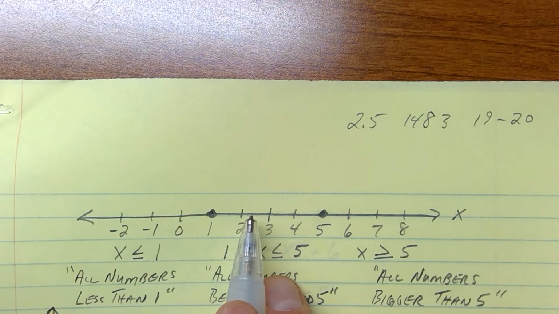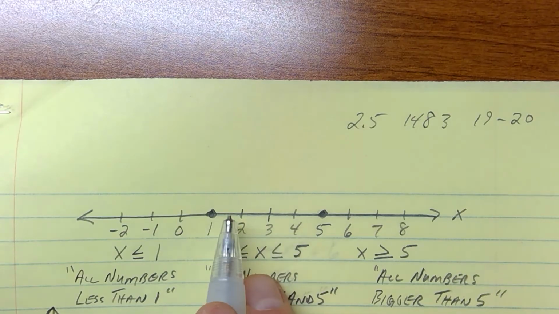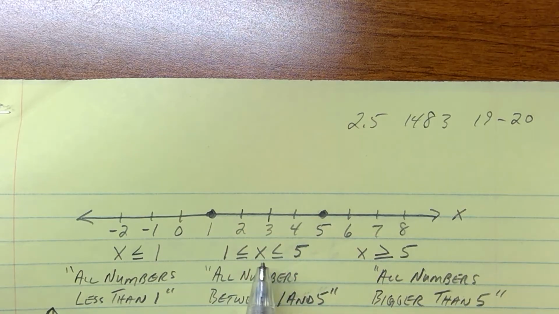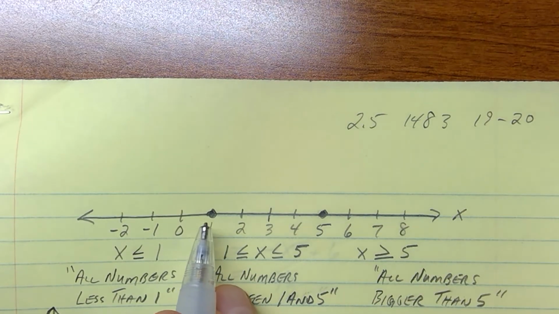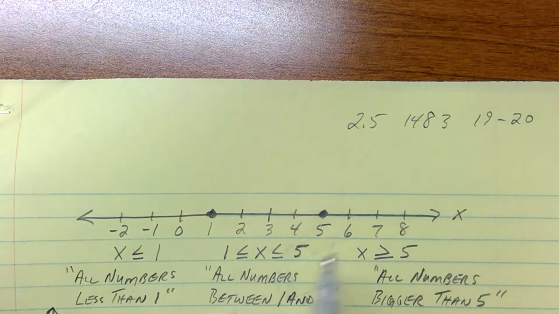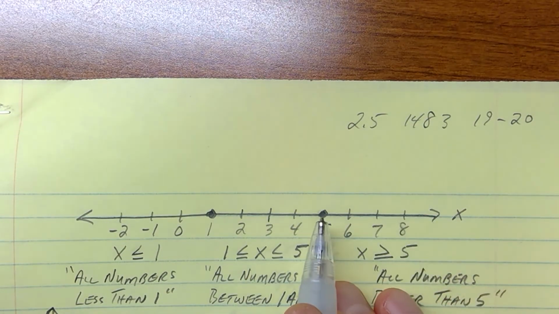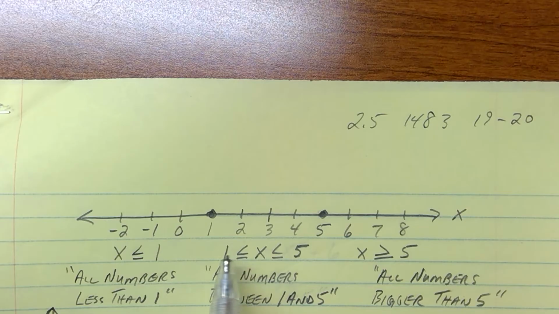Could be 2.3, 3.7, 1.4. All of those billions of numbers in between are written like this: any number between 1 and 5. So this is how you describe a section of the graph. You can say all the numbers smaller than this number, all the numbers bigger than this number, or all the numbers in between these 2 numbers.